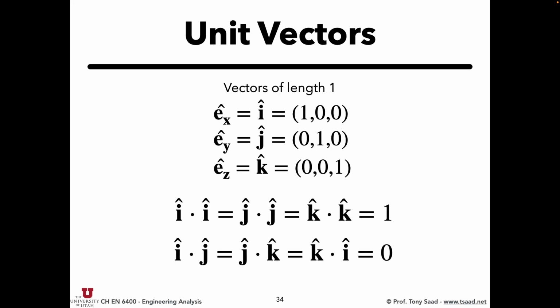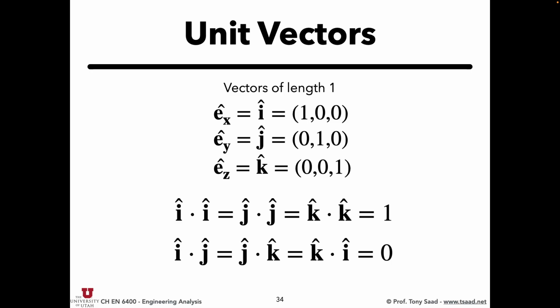Unit vectors are essentially vectors of length 1. The easiest are in the Cartesian space: i, j, k, or e_x, e_y, e_z, or e_1, e_2, e_3. Sometimes you'll see me put a hat on them, sometimes I don't. All of this is allowed. You should just be able to know that this is a unit vector. It has components; the i vector is (1, 0, 0). So value 1 in the x direction, 0 in the y, 0 in the z direction, and so on and so forth for j and k.